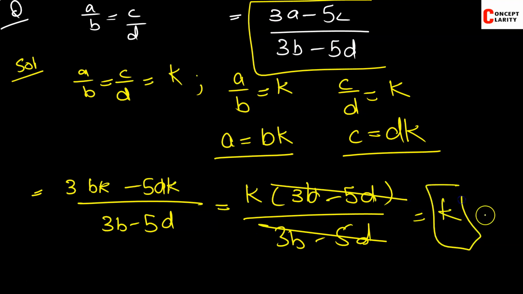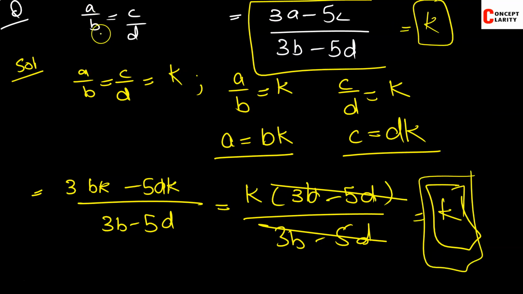So we can prove that a is to b, c is to d, and 3a minus 5c upon 3b minus 5d are in the equal ratio k. So we proved that it is in the equal ratio k, which signifies that a is to b and c is to d are in equal ratio. So we have to do it like this only. Okay, so it was an easy question.